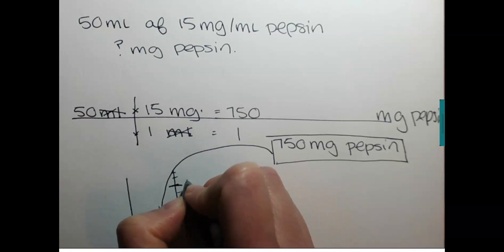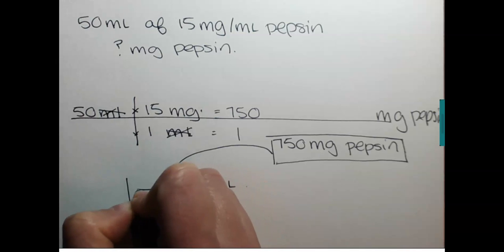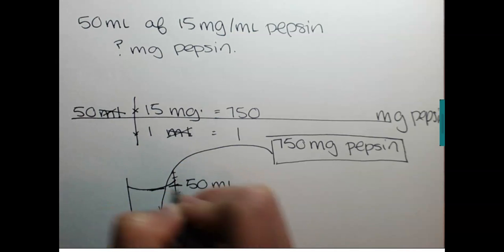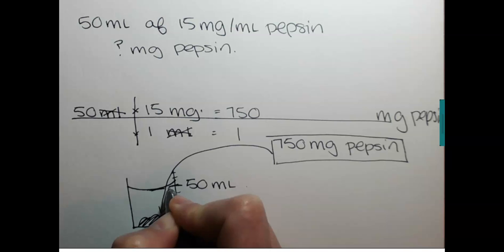So remember, your meniscus will be at 50 milliliters. This is different than just saying 50 milliliters of water plus 750 milligrams of pepsin. It's a small difference, but it's kind of a big deal. It means that you're making the solution properly if you follow this procedure. So remember, you add your solute and then you fill until the whole thing equals 50 milliliters. All right.